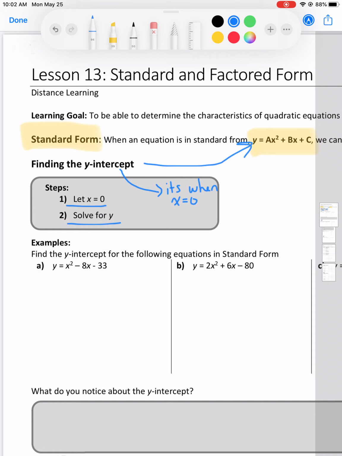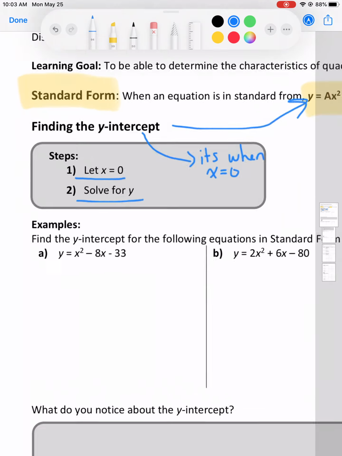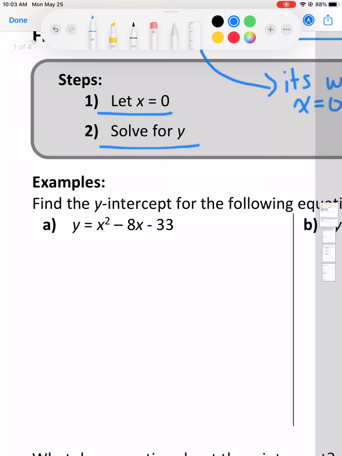Find the y-intercept for the following equations in standard form. We could look at this and just graph it to find it, or we could plug in zeros wherever there's an x. I'm going to do both for a couple, just to show you guys, so you believe me. What does it say? It says x equals 0, so wherever there's an x, we throw in a 0. So y is equal to 0 squared, minus 8 times 0, and then minus 33.